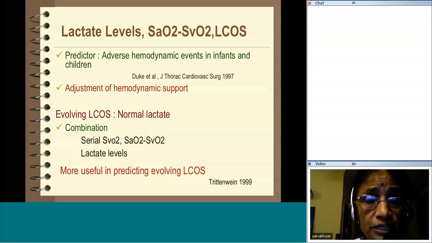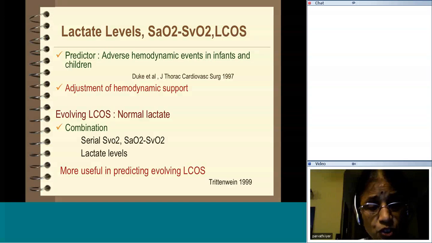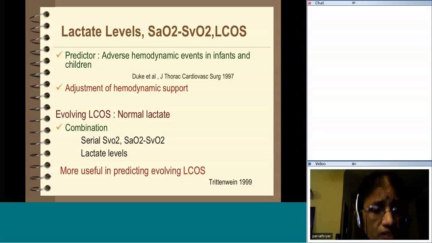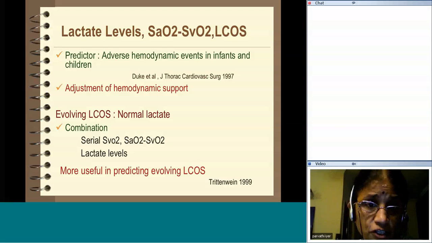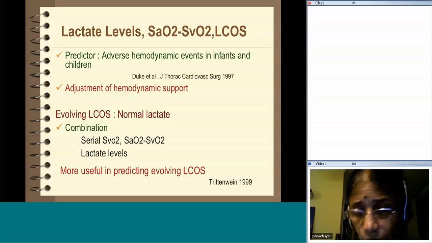There is again published evidence which shows that when you use a combination, that is serial mixed venous oxygen saturation or serial AVO2 difference in combination with lactate, they are more useful in predicting an evolving low output state. What we do is, if one or the other is abnormal, or if both are borderline normal but you have peripheral features of poor perfusion, then we escalate hemodynamic support. So the cornerstone of successful management of postoperative low output states is an anticipatory, proactive approach with meticulous attention to detail.